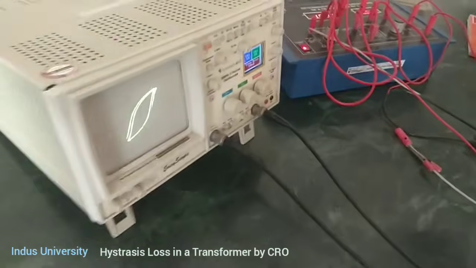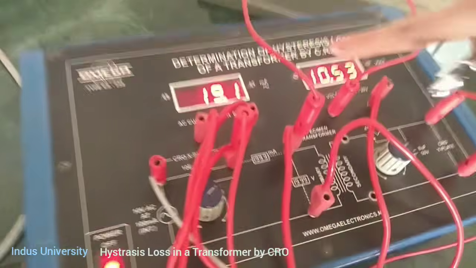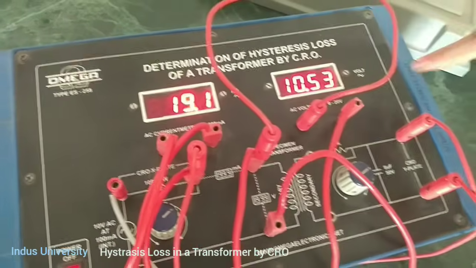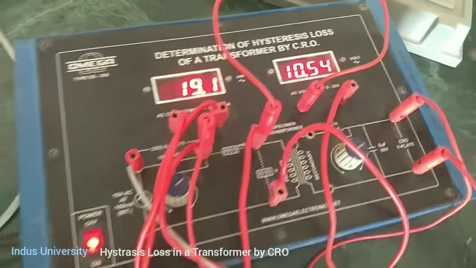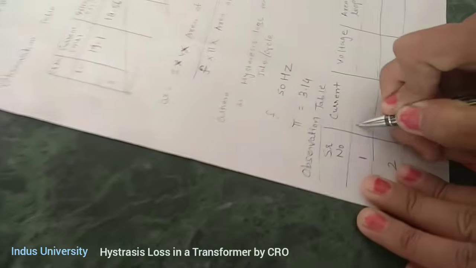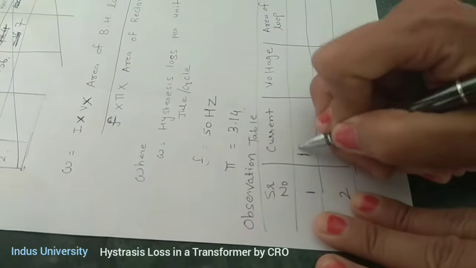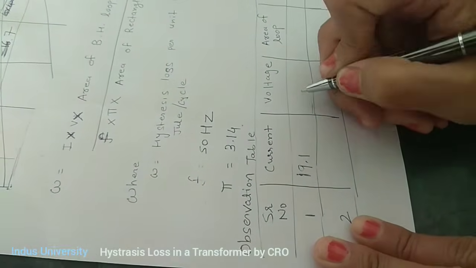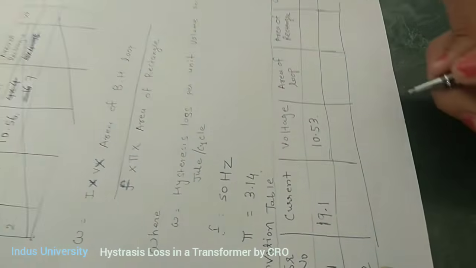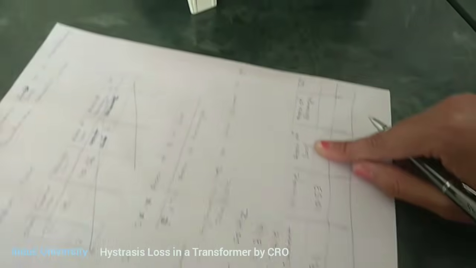Now in this particular kit you can see the first is going to show you the milliampere current reading. The second will show you the voltage reading. So here you have 19.1, that is the current reading. So I am just mentioning 19.1 as the current reading and 10.53, that is the voltage reading. The area of the loop, how are you going to calculate it?